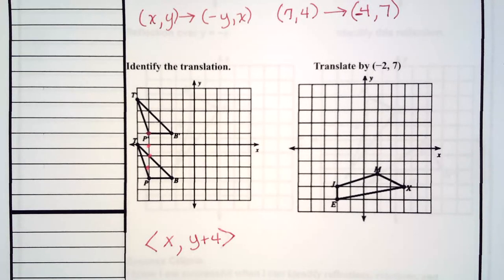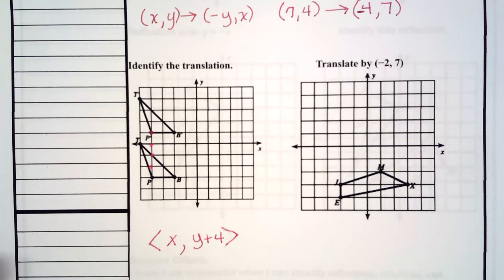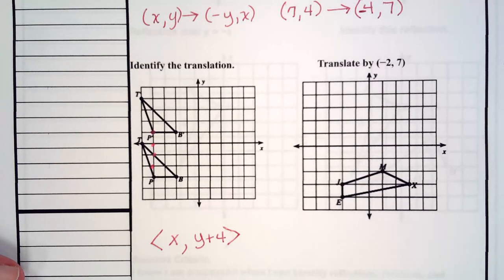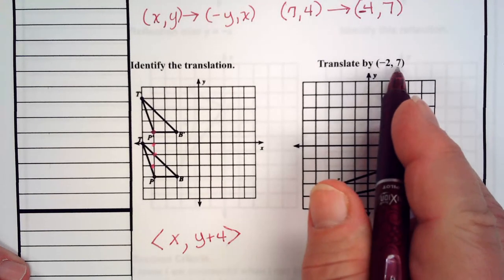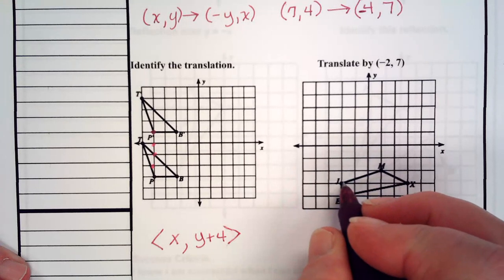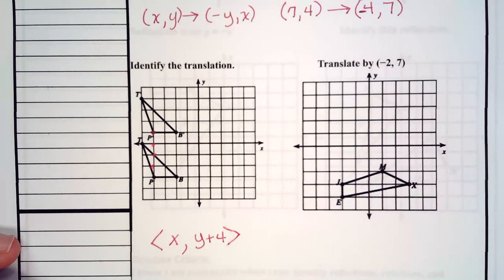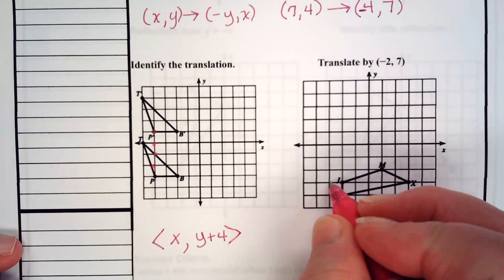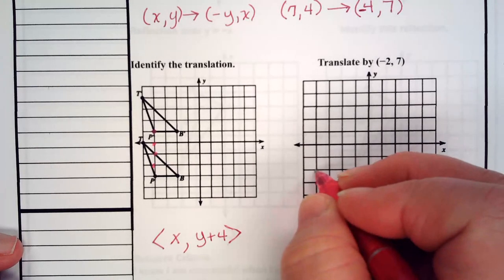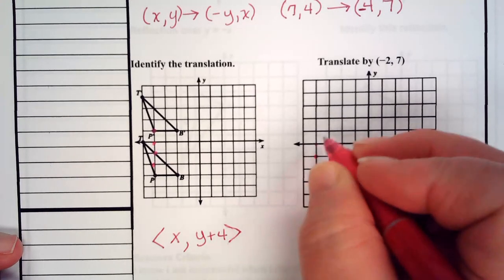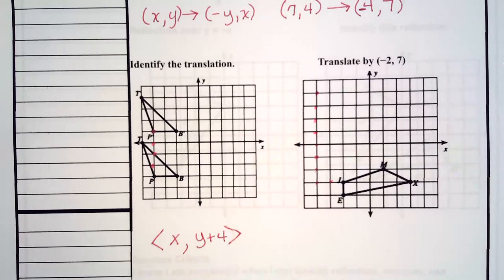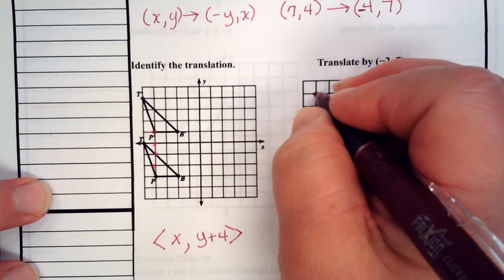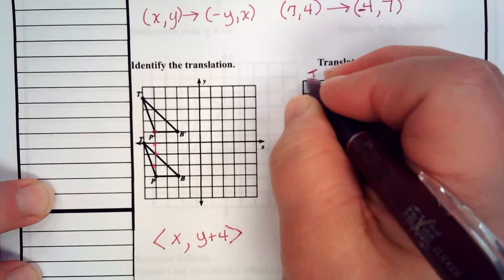Okay, for the next one, you need your ruler and you need to decide where the points go. We're going to translate by (-2, 7). -2 means it goes left 2 and up 7. So I'm going to go left 1, 2. I'm going to go up 1, 2, 3, 4, 5, 6, 7. So this becomes I prime.